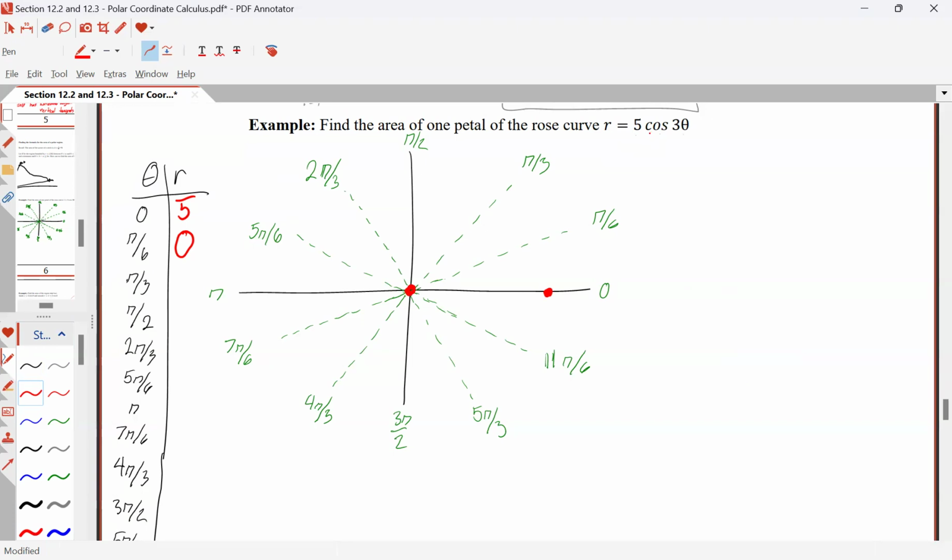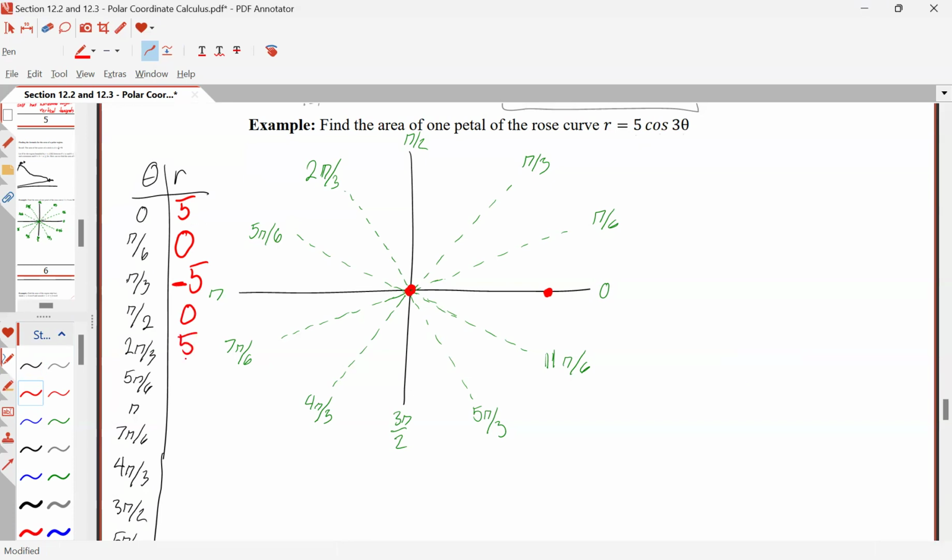When r equals, not r, when theta equals pi over 3, this would be 5 cosine of pi. Is 3 times pi over 3 is just pi. 5 cosine of pi is negative 5. 5 cosine 3 pi over 2 is 0 again. And 2 pi over 3 will make this 5 cosine of 2 pi, and we're back to 5.